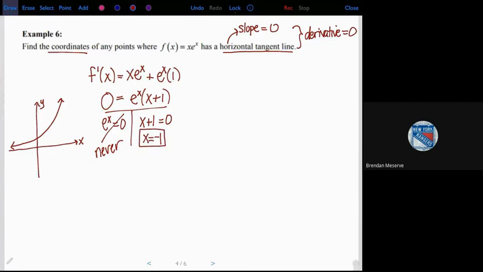Not quite done yet, though. I quietly underlined the coordinates when I first started reading this, because it didn't ask me for the value of x, which I found. It asked me for a coordinate. So it's just not done. It still wants the y value from me. A coordinate is an x comma y value. Once you know the x value, you plug it into the original function, the original f of x, for a y value.